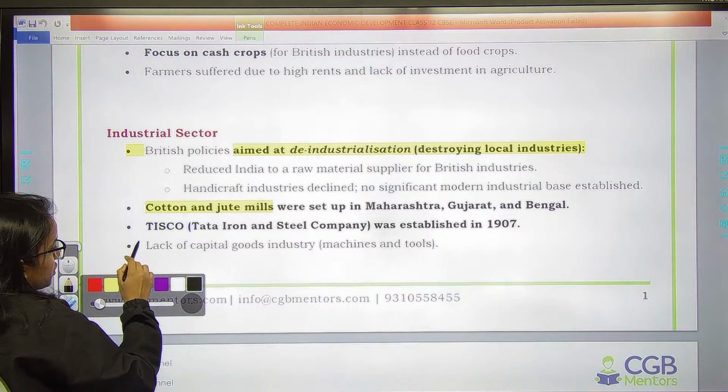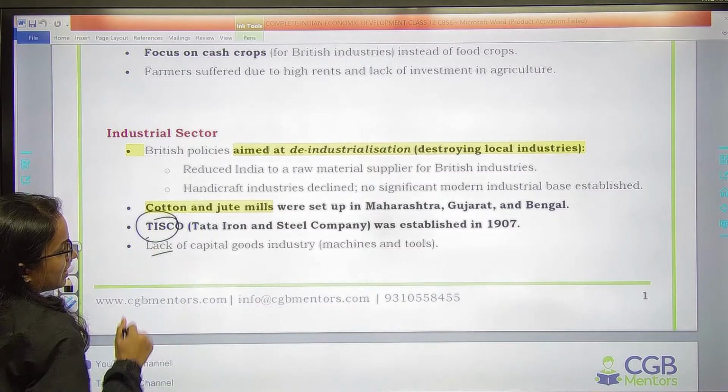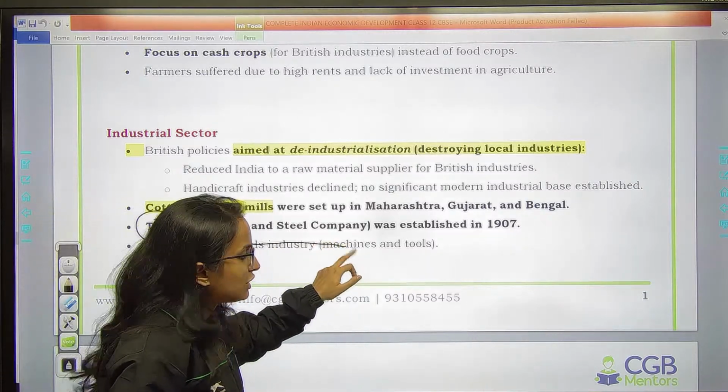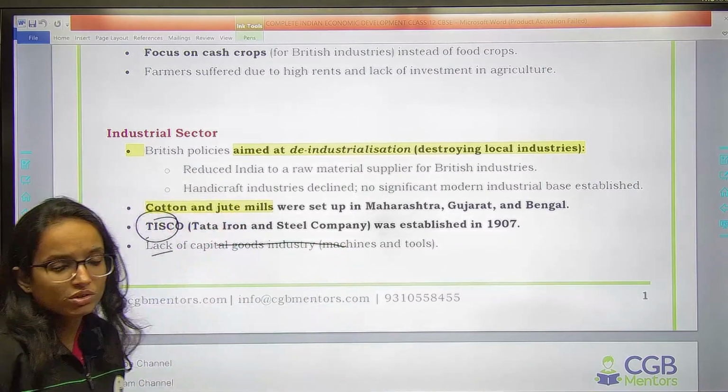Then among industries, TISCO was set up in 1907. So this is important. The Tata Iron and Steel Company, TISCO, was set up in 1907. This was a good development.